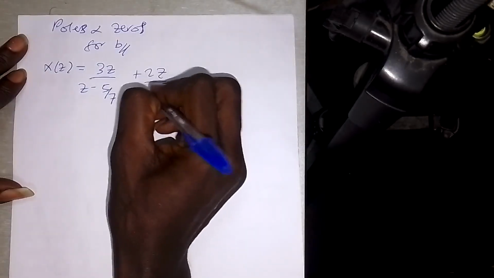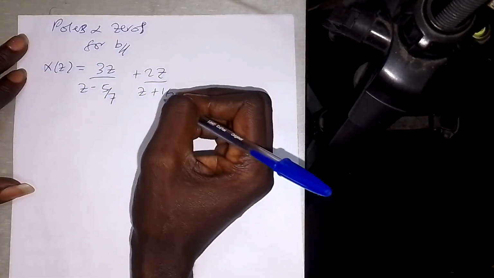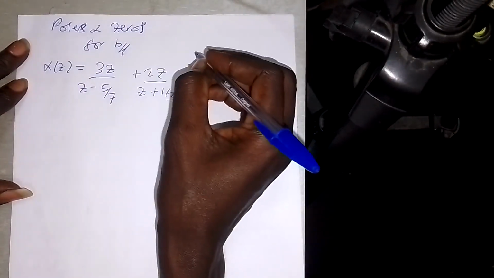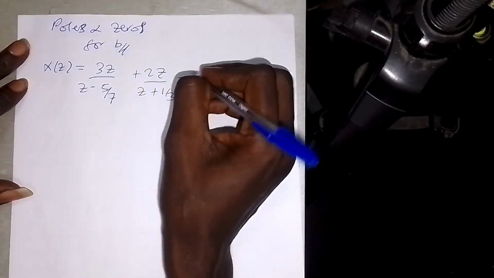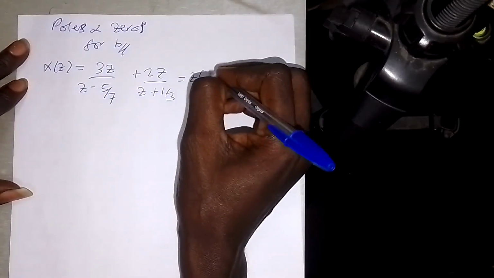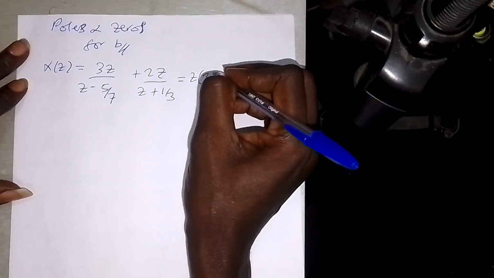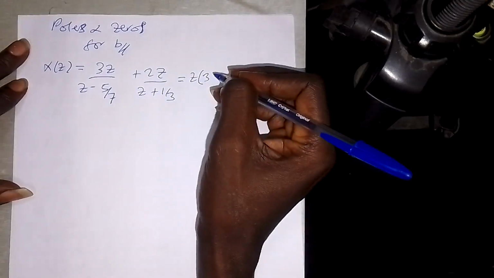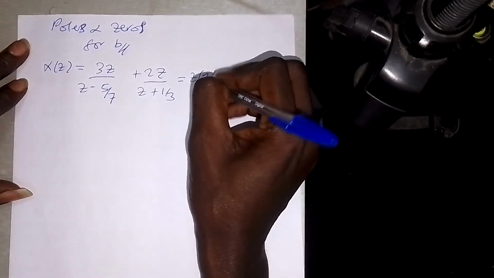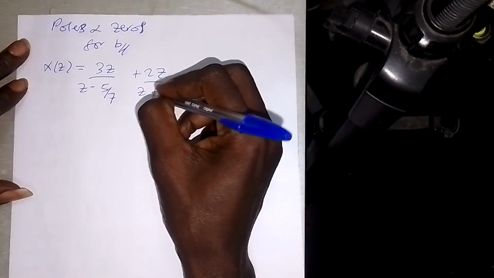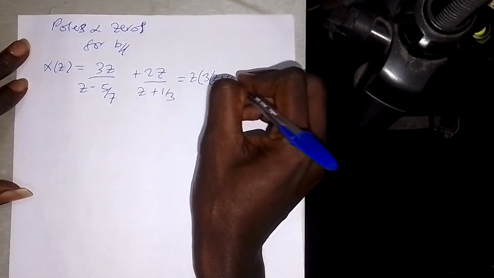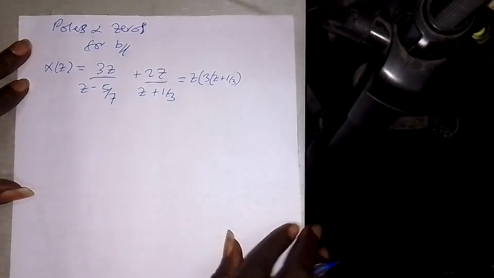Z plus 1 over what? 3. Okay, that's what we got. Now if we have this one, then what we can actually get is that we can have Z out. I can have Z out, 3 into what? 3 into Z plus 1 over 3. Yes, that's what I can have.